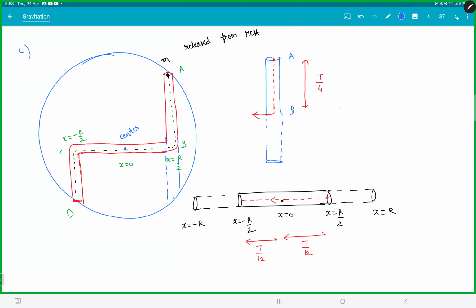So this T by 4 will be the time taken to go from A to B. And by symmetry, this is also the time taken to go from C to D. Therefore, the total time will be T by 4 plus T by 12 plus T by 12 plus T by 4. That is T by 2 plus T by 6, which is 2T by 3, that is 2/3 of 2 pi root over r cube by GM.